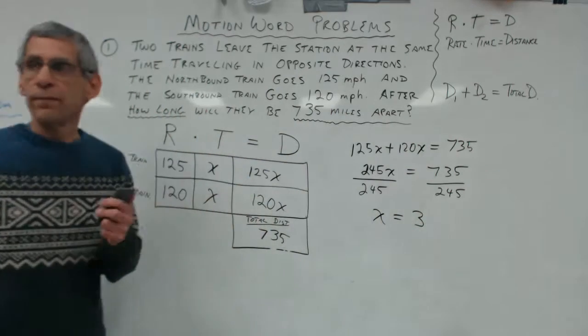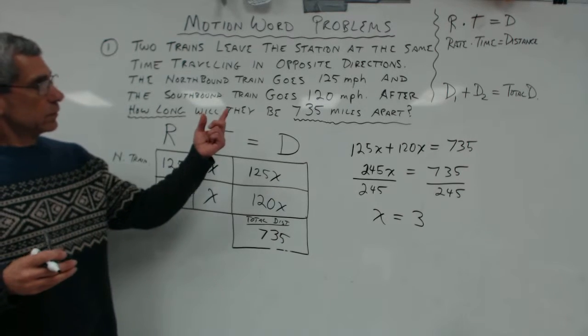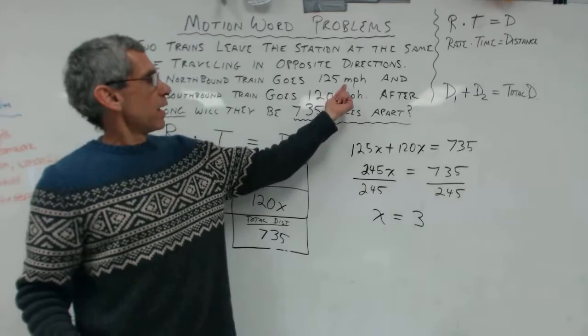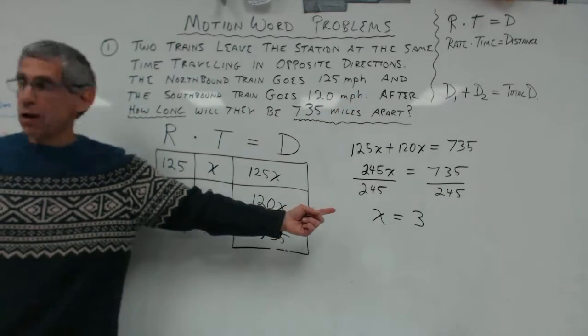Oh, so the time is, wait, but we don't, what? 3 hours. Oh, because it's miles per hour and the rate is miles per hour and the distance. Since we know the rate is miles per hour, we know our time is in hours. So we just solved 3 hours.